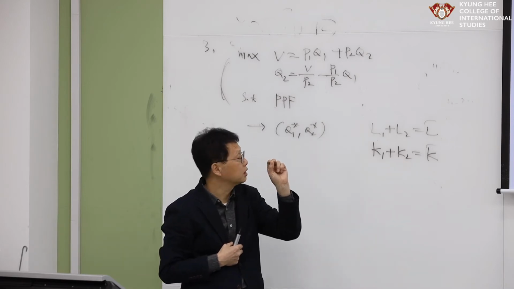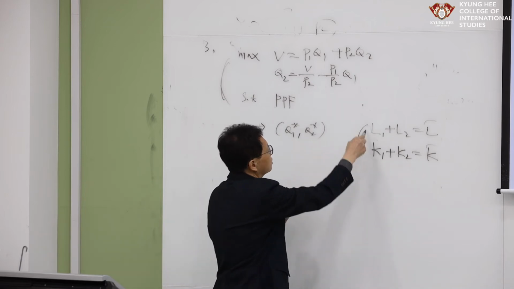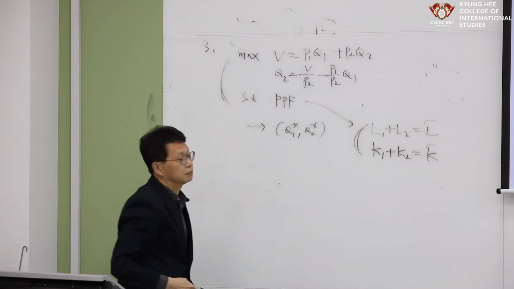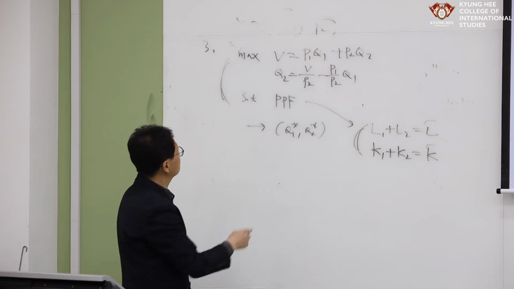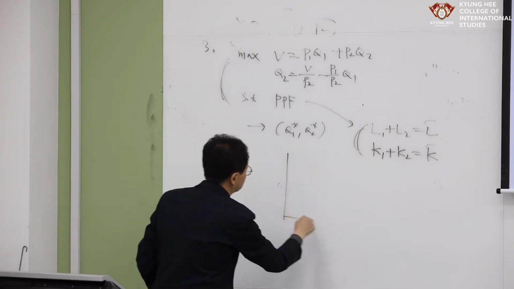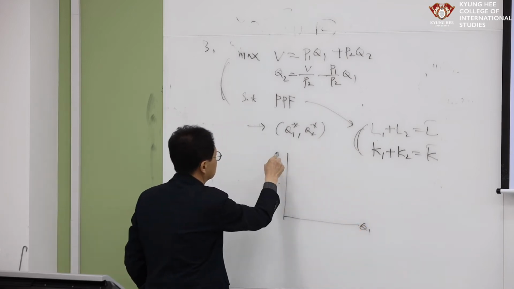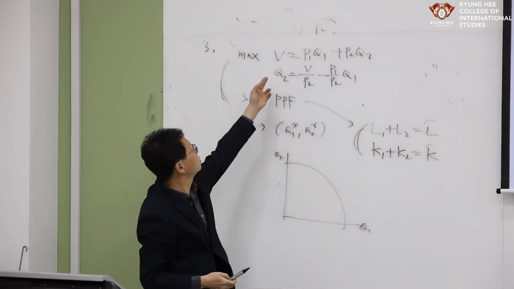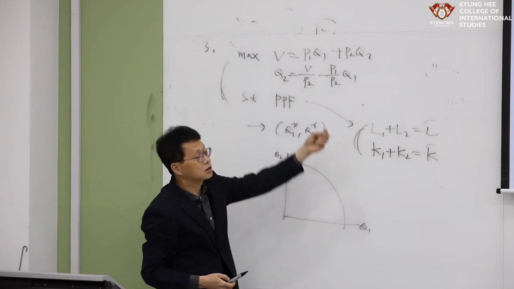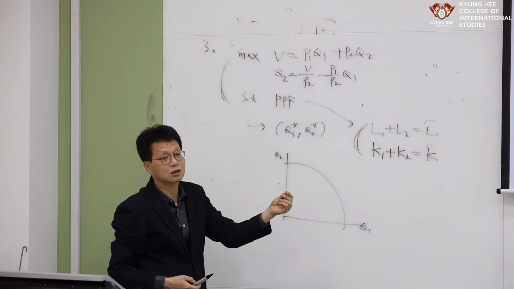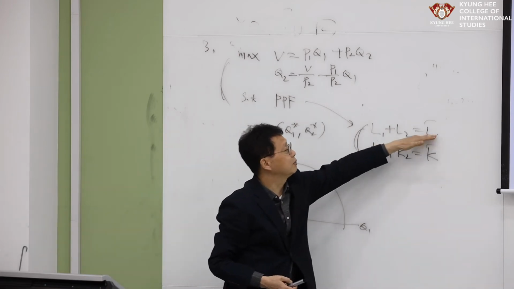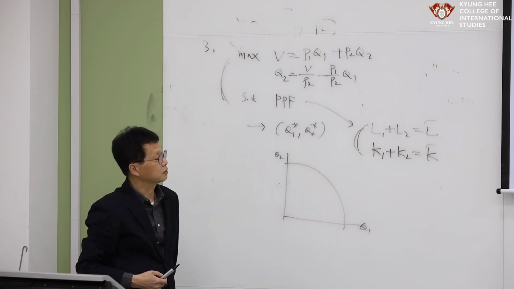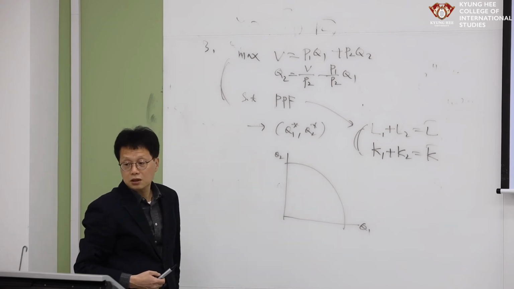Can you understand? Right? So from here we can construct the PPF. The usual shape of the PPF, with Q1 and Q2, is like this. It shows the maximum production bundles of two goods, Q1 and Q2, this country can afford with the given labor and capital. Right? That is the production possibility frontier.